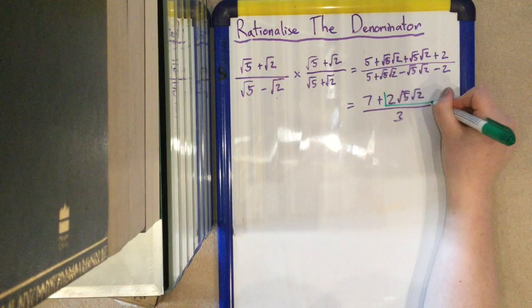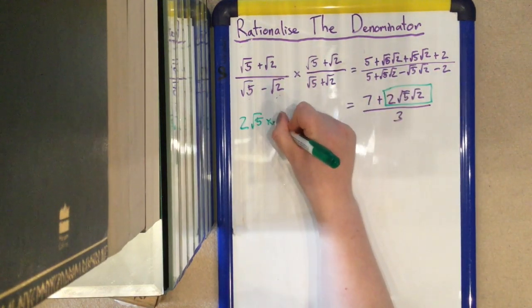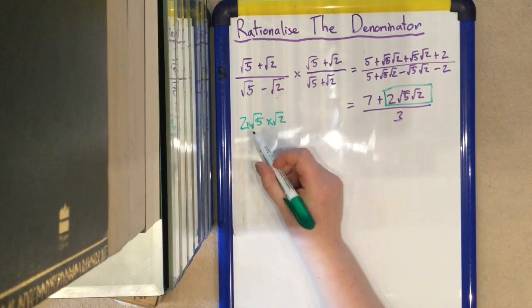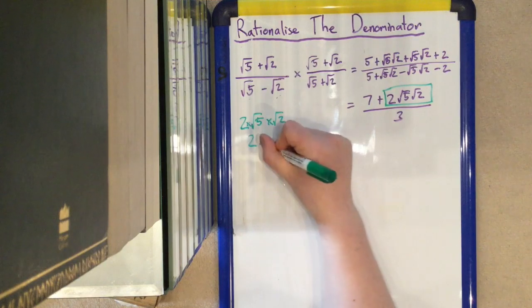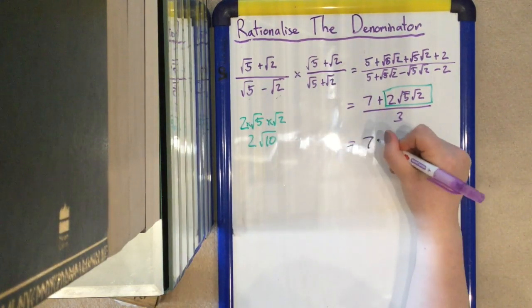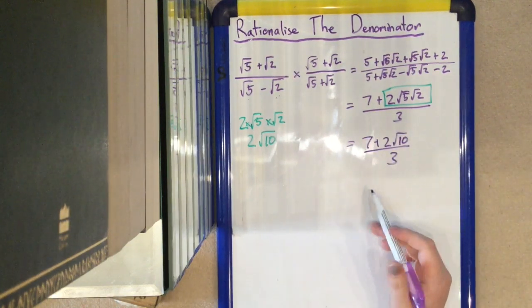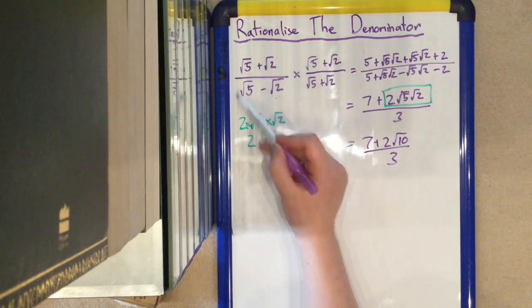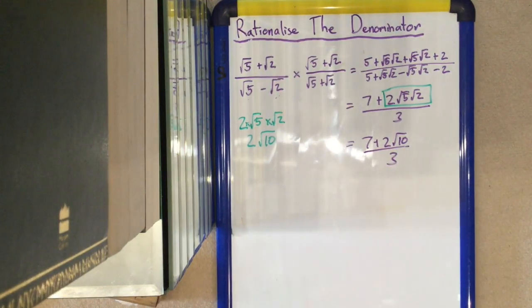Now I'm just going to take this over to the side here for a minute. 2 lots of root 5 times root 2. As we said, one of the surd rules is that if you're multiplying, that is the same as 2 lots of root 10, which means this fraction is equal to 7 plus 2 root 10 over 3. As you can see, I've taken a fraction that had 4 surds in it and combined it to a fraction with just 1 surd. Now you've seen that, I've got a practice question for you all to try.